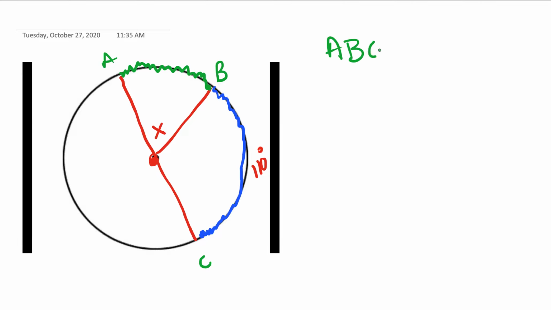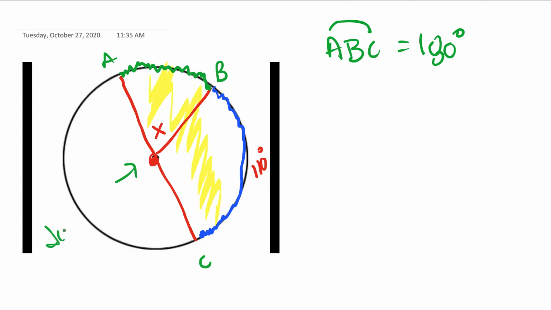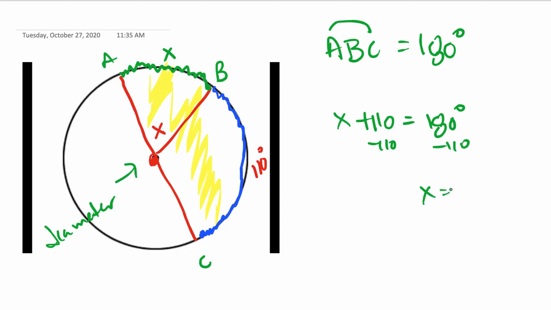Arc ABC, we use 3 letters for half or more. Okay, it's a semicircle or half a circle, right? All of this amount is half. And they're hoping that you see that you have a diameter. The diameter cuts the circle in half, so we know it's half a circle, that's 180. So if this is x, then the arc is the same. So the arc plus the other arc will make a half circle, 180. We subtract on both sides, and we get x is 70.